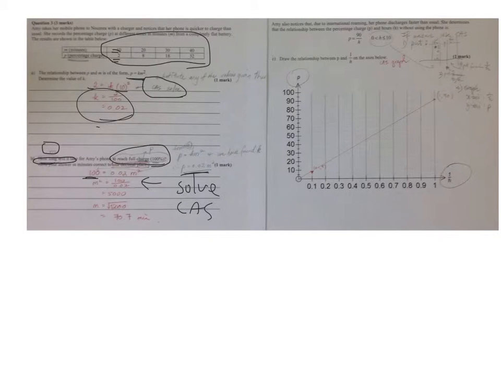Now, the next one is slightly more complicated because they want you to draw the relationship between P and 1 over H. It's a transformation question. Note that the y-axis is P, but the x-axis is not H. The x-axis is 1 over H. The easiest way, if you're not confident, is to use the CAS calculator. So put your H values. They give you H is between 0 and 10, but 0 is not included because it's less than, okay? But 10 is included because it's less than or equal to. So your H values should be from 1 to 10.